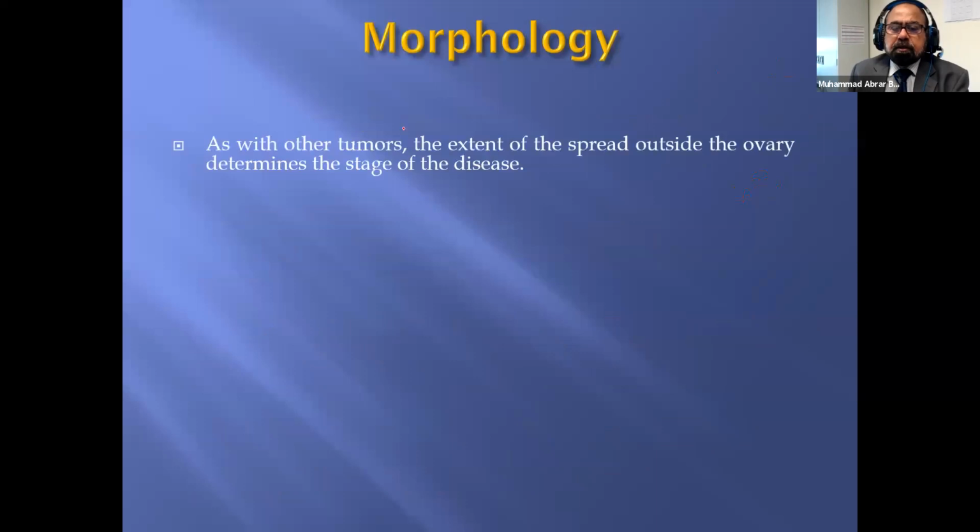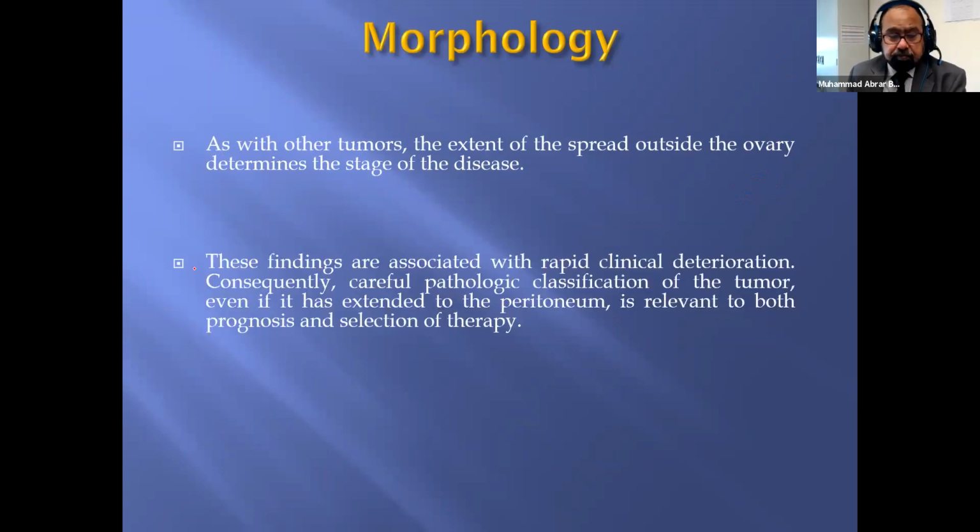As with the other tumors, the extent and spread outside the ovary determine the stage. As I mentioned, these findings are associated with rapid clinical deterioration. The patient will come down. The 5-year survival rate tremendously comes down. Consequently, careful pathological classification of the tumor, even if it has extended to the peritoneum, is relevant both for prognosis and selection for the therapy.